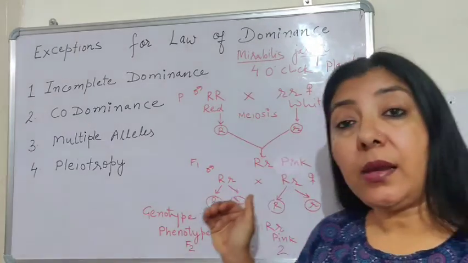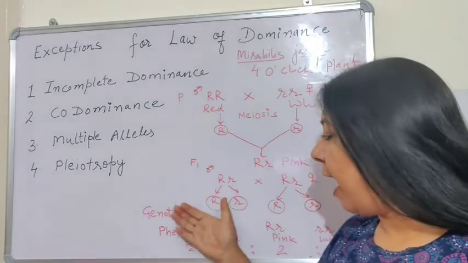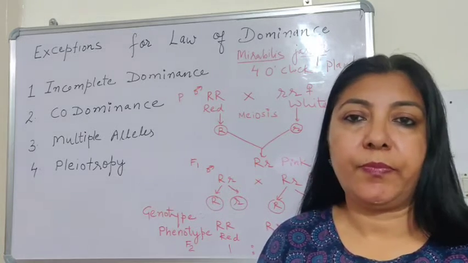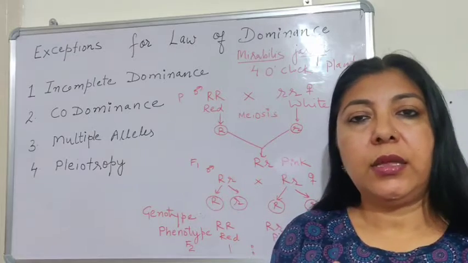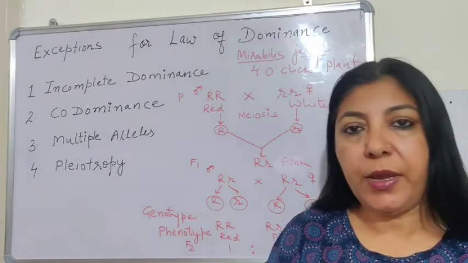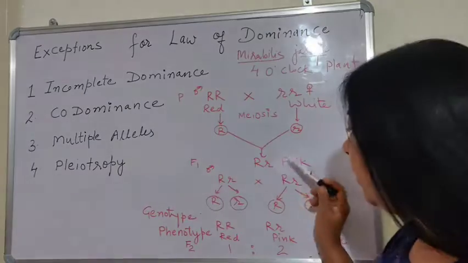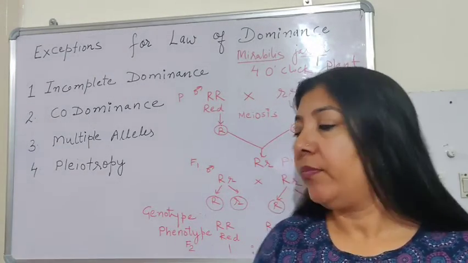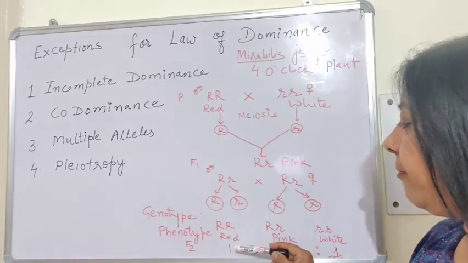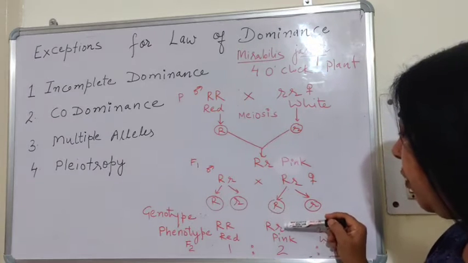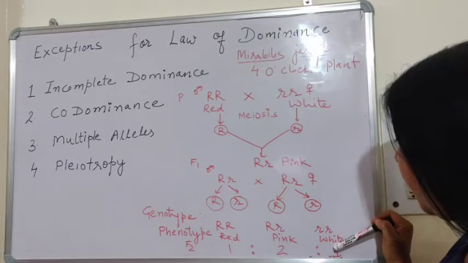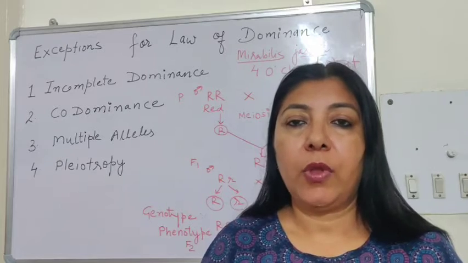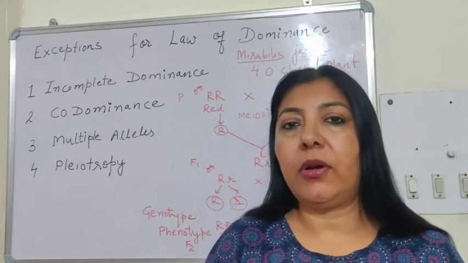But when these pink color flowers are selfed, then in F2, you can see the genotypic and phenotypic ratio becomes same. Whereas in case of law of dominance, the phenotypic ratio is 3:1 and genotypic ratio is 1:2:1. But here, in this case, both phenotypic as well as genotypic ratios are same. Here you can see capital R capital R, red 1, capital R small r, pink 2, and small r small r, white 1. So this is an exception. This is a deviation from Mendel's law of dominance.